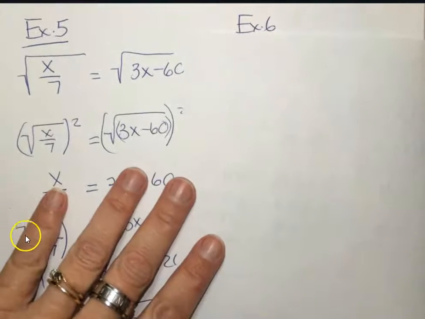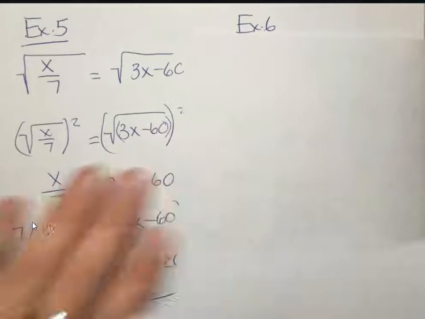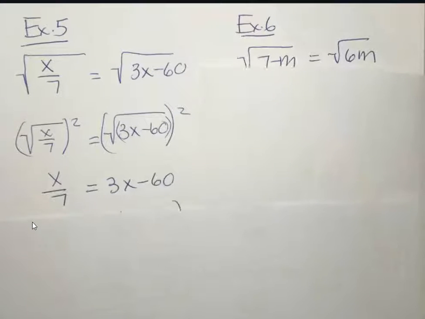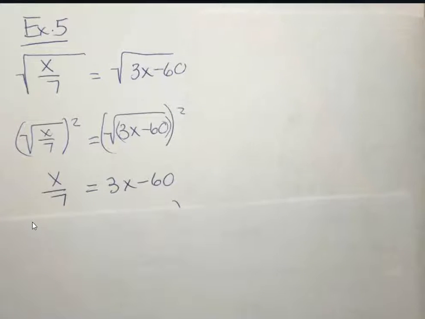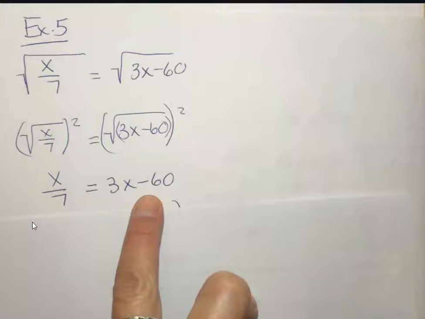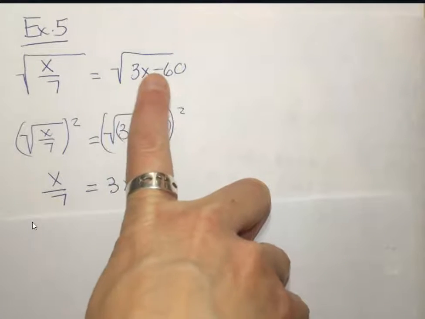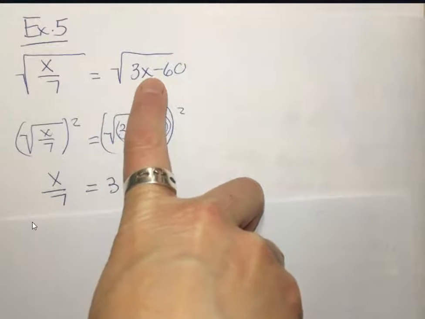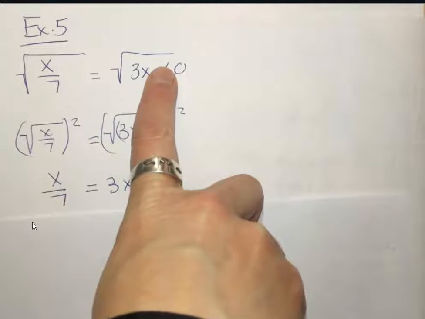And when I square both sides, I'm going to end up with x minus 7 equals 3x minus 60. I cannot split this apart. It has a minus sign under a radical. You can't separate it like you can with multiplication. That is just one package.